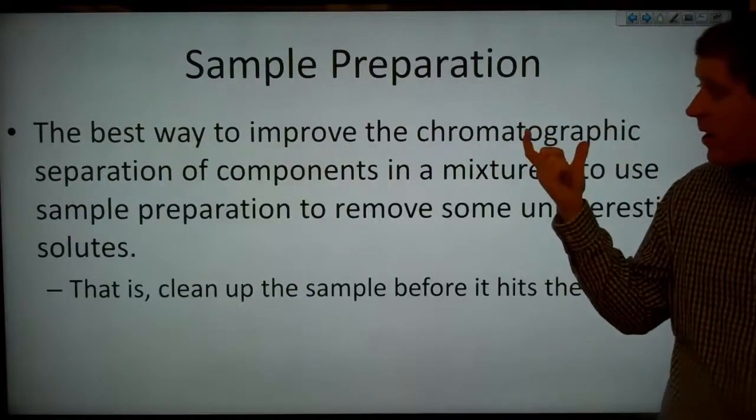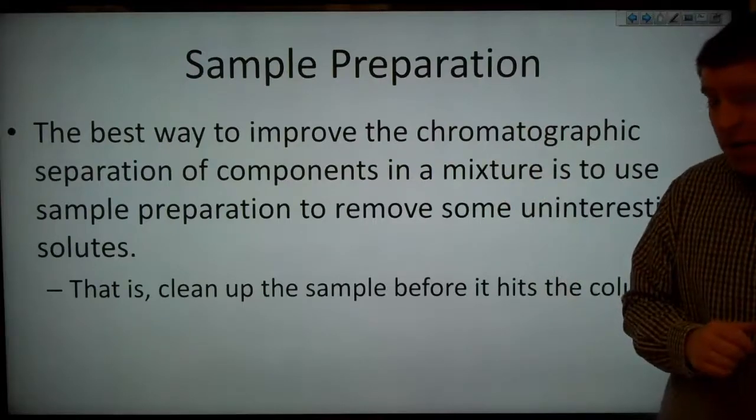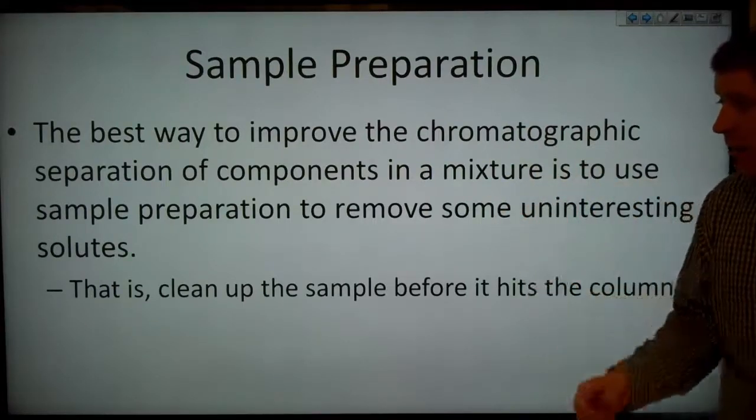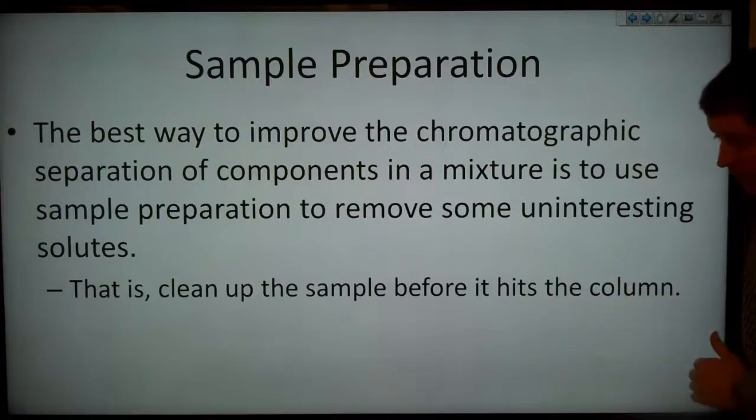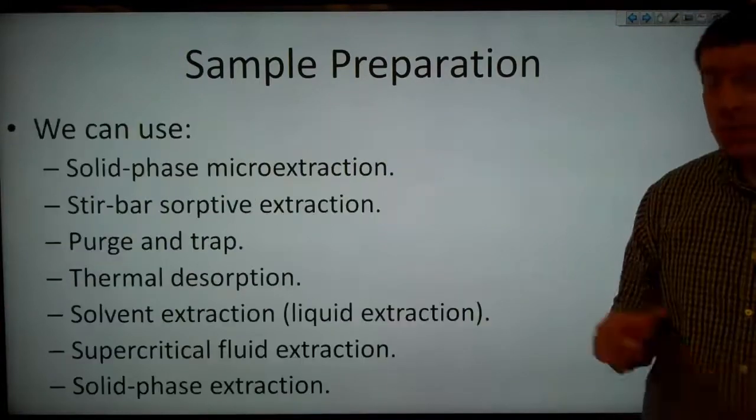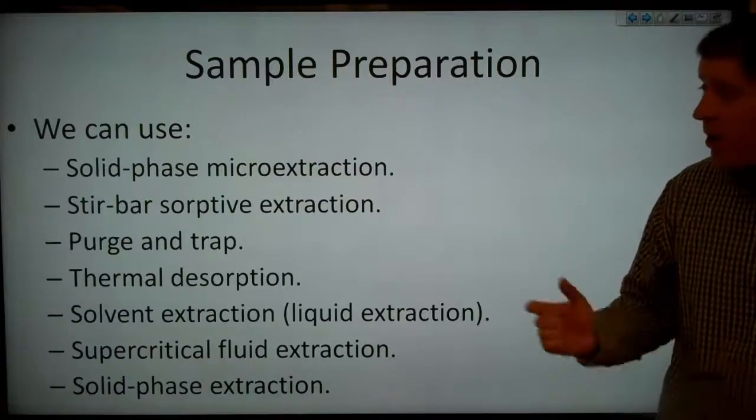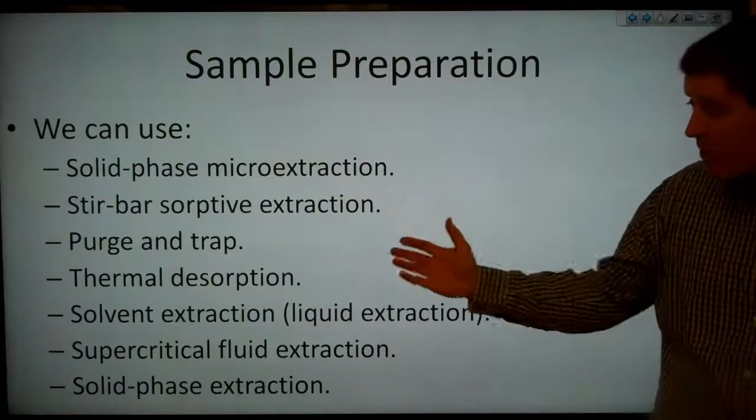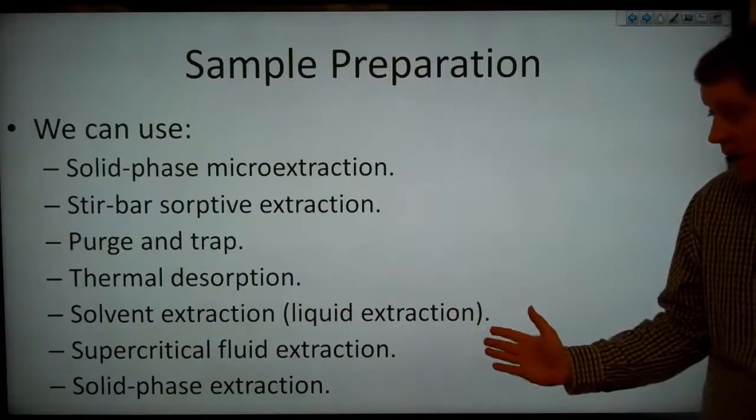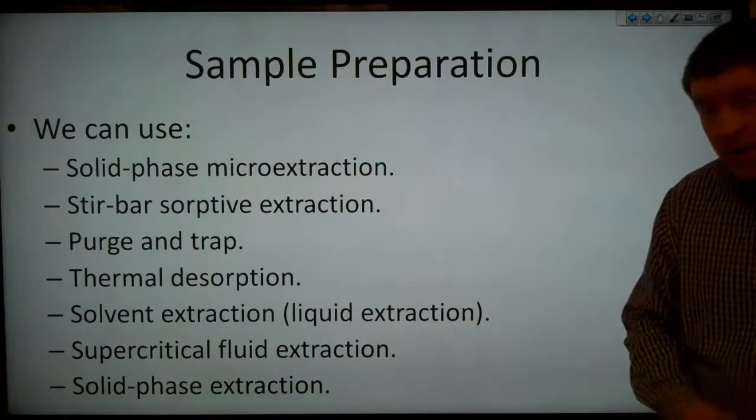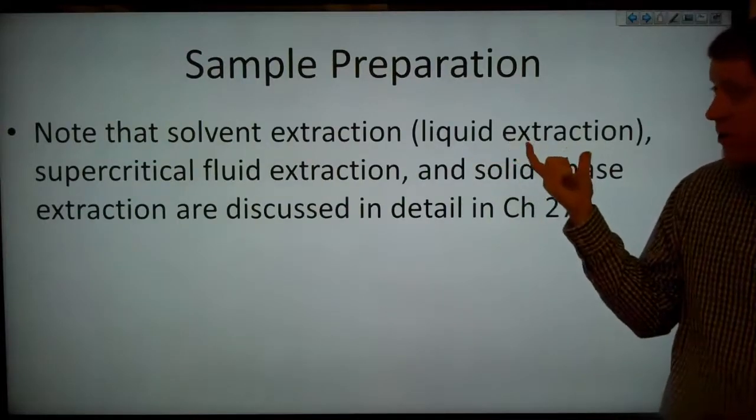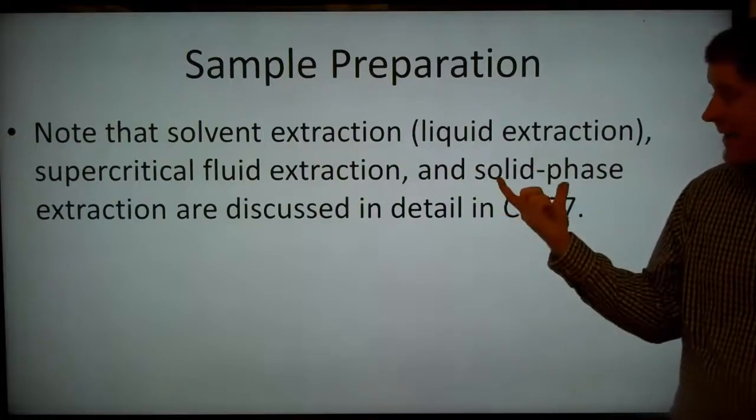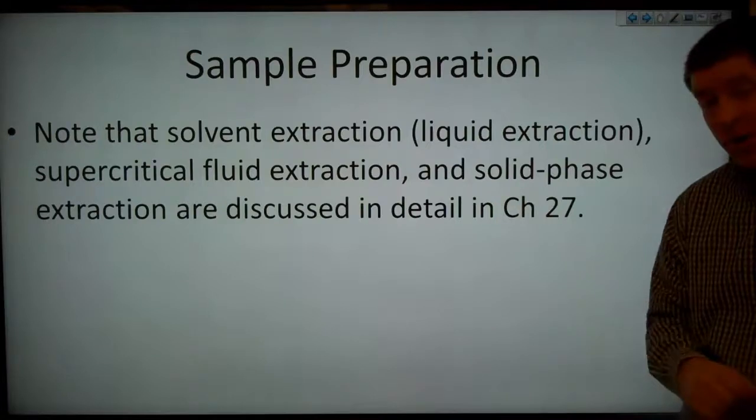The best way to improve the chromatographic separation of components in a mixture is to use sample preparation to remove some uninteresting solutes before chromatography even begins. That is, clean up the sample before it even hits the column. To do this, we can use solid phase microextraction, stir-bar sorptive extraction, purge and trap, thermal desorption, solvent extraction, so liquid extraction, supercritical fluid extraction, and solid phase extraction. Note that solvent extraction, supercritical fluid extraction, and solid phase extraction are all discussed in detail in Chapter 27.